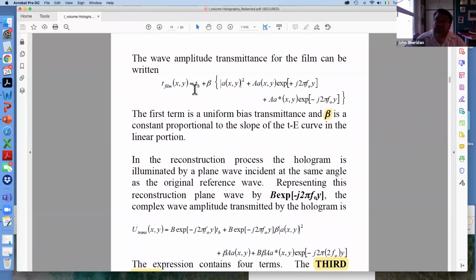Okay, so we've got this very simple idea. We're not worrying too much about depth. We've only got this thing as a function of x and y. We haven't mentioned z.